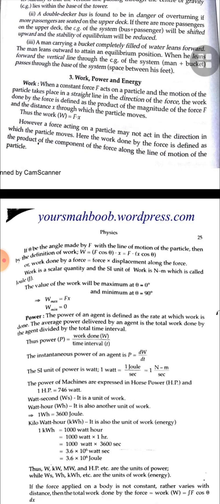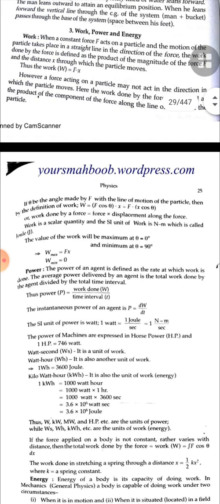The work done by a force, that is, force into displacement along the force. Work is a scalar quantity. The SI unit of work is Newton meter, which is called joule. The value of work done will be maximum when theta is equal to 0, and the value of work done will be minimum when theta is equal to 90 degrees. It means the maximum work done is F into x, and the work done is minimum when the work done is 0.